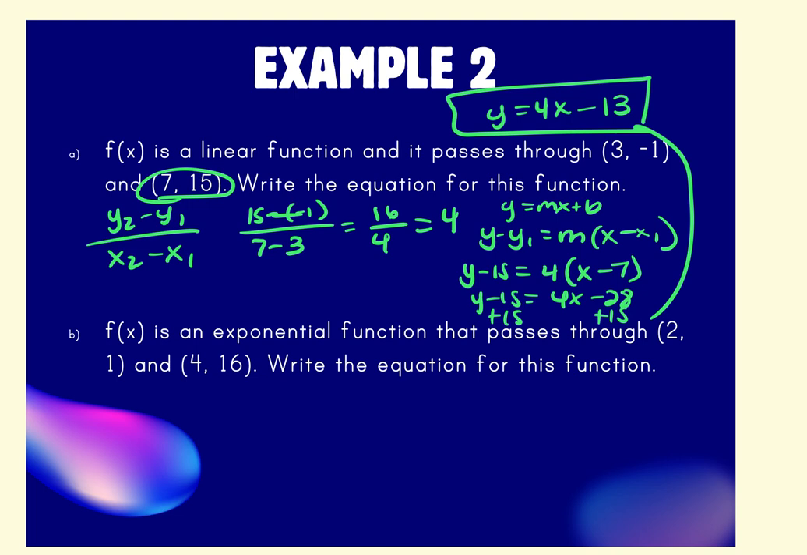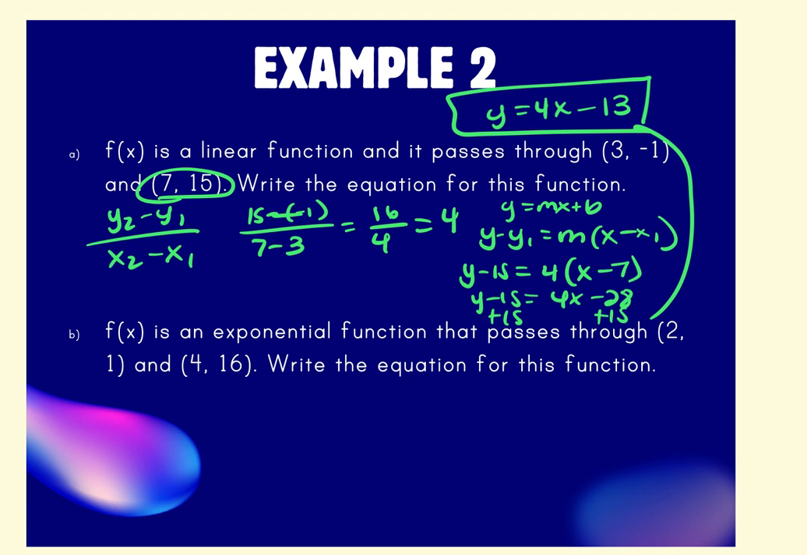All right, B says f of x is an exponential function that passes through (2, 1) and (4, 16). Write the equation for this function. So I actually think it's easier to treat these like they're geometric than as exponential. I tend to use the geometric one, okay? So the first thing you have to do is go back to what we were doing at the beginning of the day. We don't have r. We don't know that rate, right?